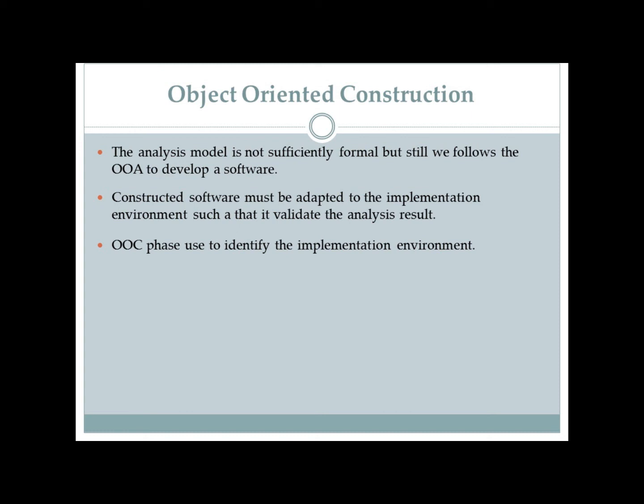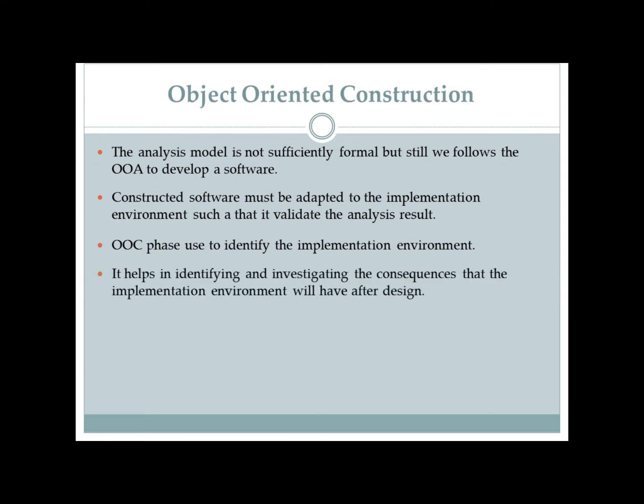The object-oriented construction phase is used to identify the implementation environment. This phase helps in identifying and investigating the consequences that the implementation environment will have after design. This phase incorporates conclusions and develops a first approach of a design model. Here the first approach of the design model is nothing but the prototype of the proposed system.